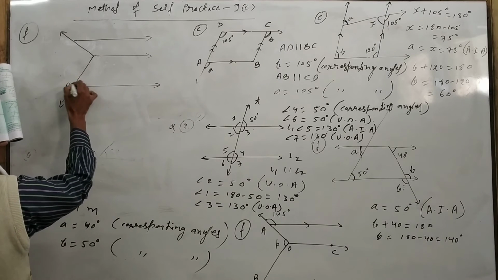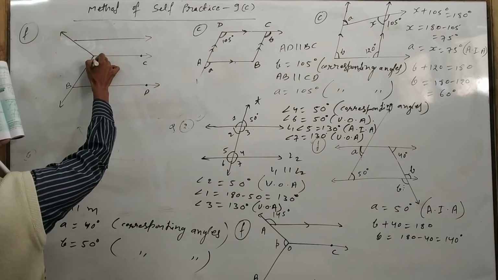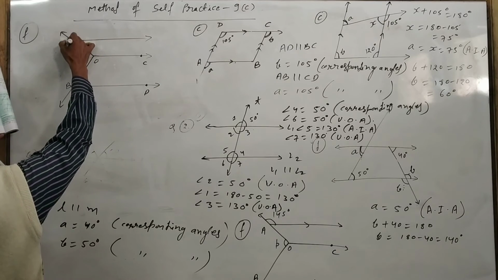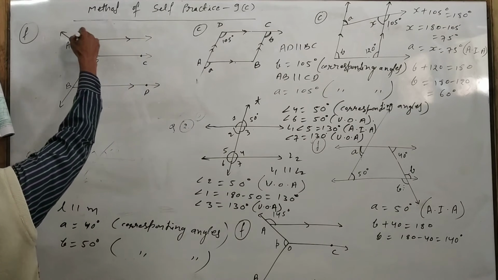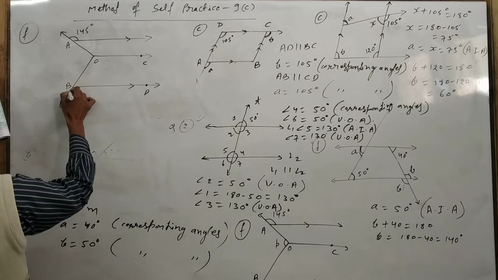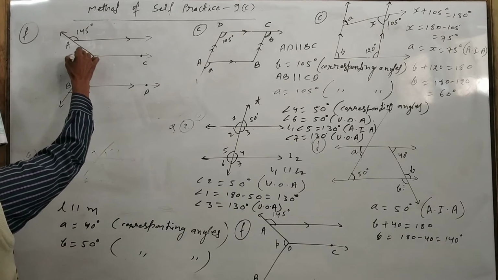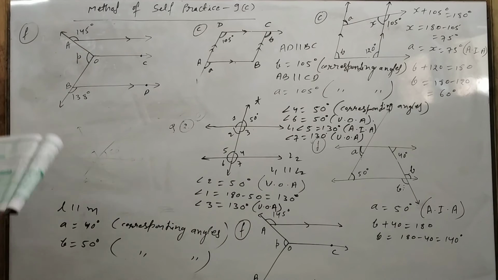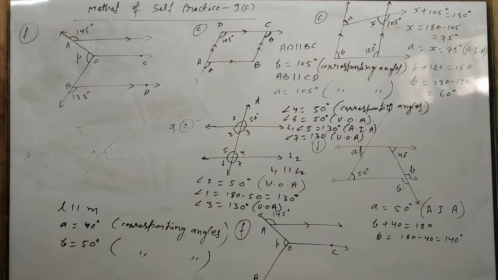Just write down their names: B, and this one D, this one is C, and this one is O, this one is A. So these lines are parallel lines. Here an angle is given, 145 degrees, here an angle is given, 138 degrees. We have to find the value of P. Finally, we have to find the value of P. So how will we find the value of P? Just see here.